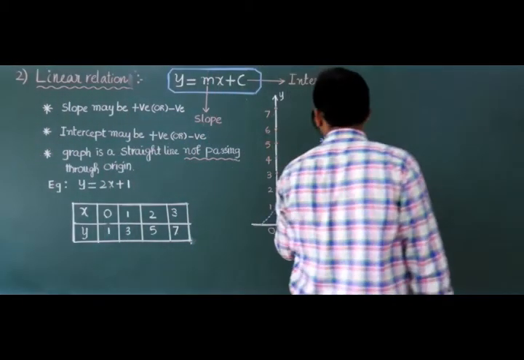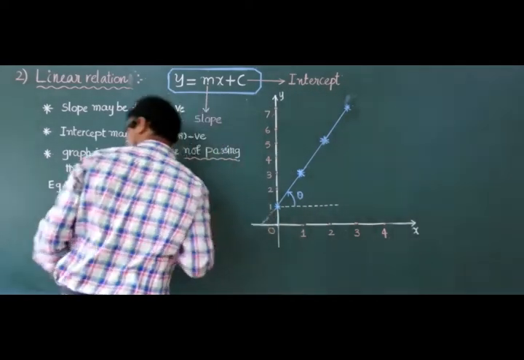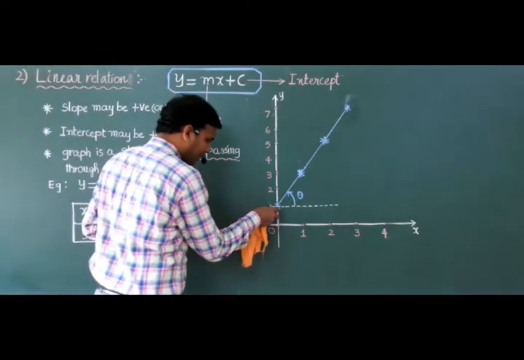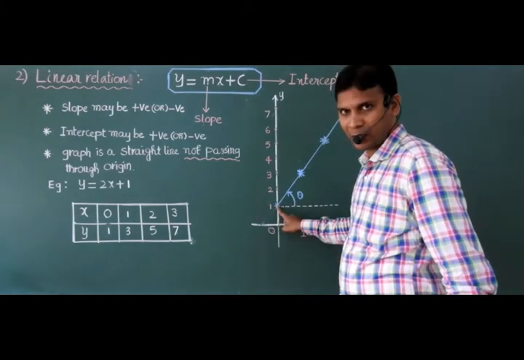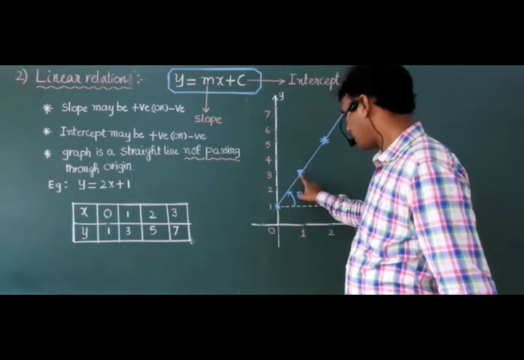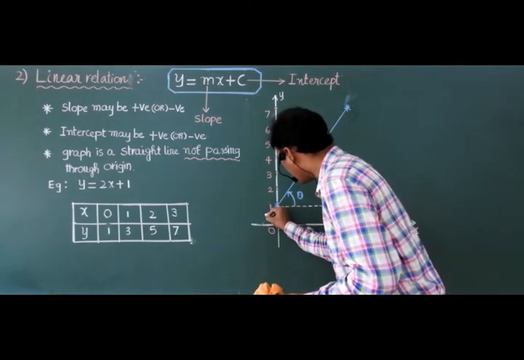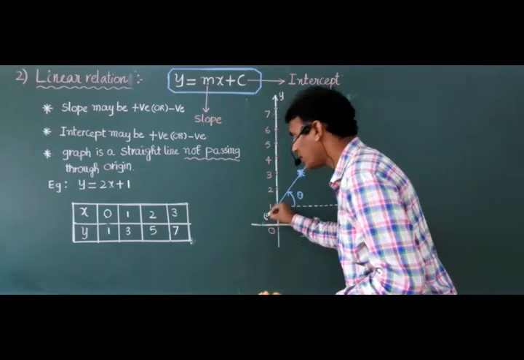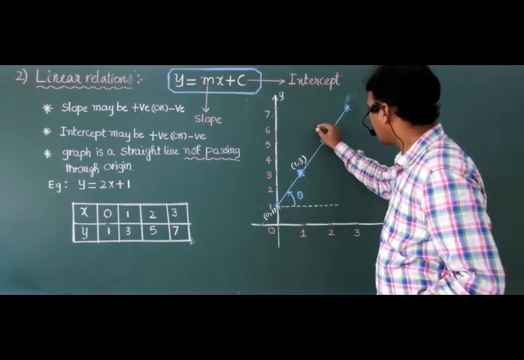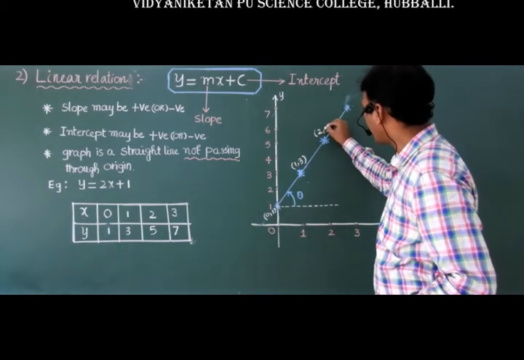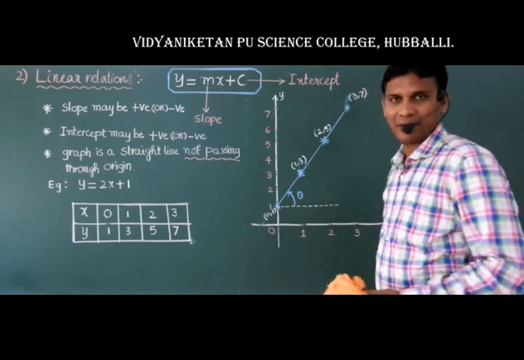Now plot a graph between y versus x. If you plot a graph, see, 0, 1 over. Next, 1, 3 over. Right? Here coordinates are 0, 1. Here coordinates are 1, 3. Here coordinates are 2, 5. Here coordinates are 3, 7.